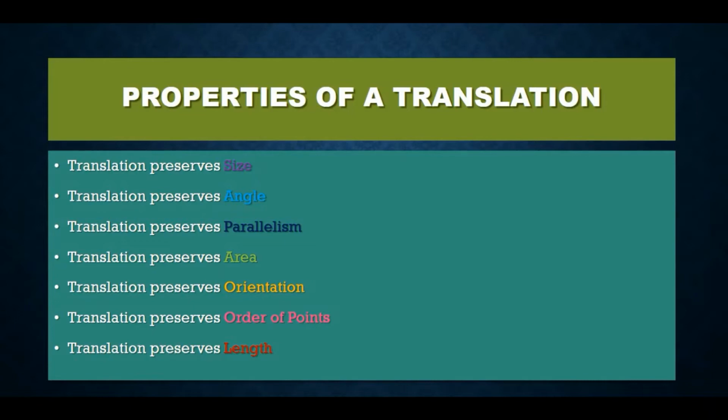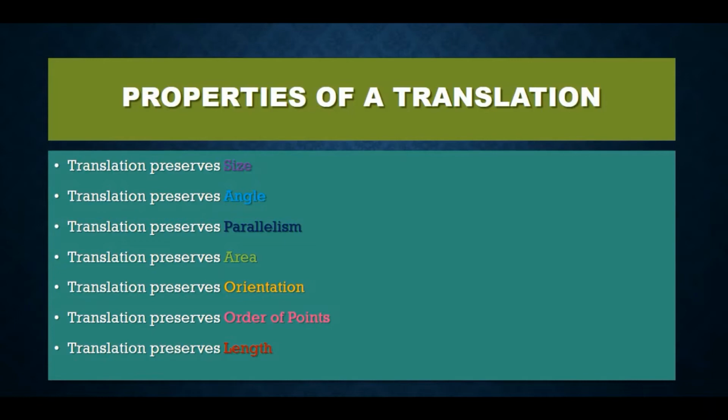Another property is that translation preserves angle. So all the angles in your object that you started out with will be equal to the same angles in your image. So the corresponding angles will be equal. Translation preserves parallelism. Now, the corresponding sides will be equal, and also they will be parallel.